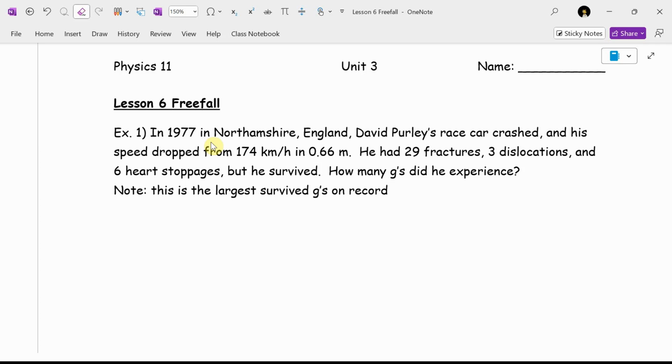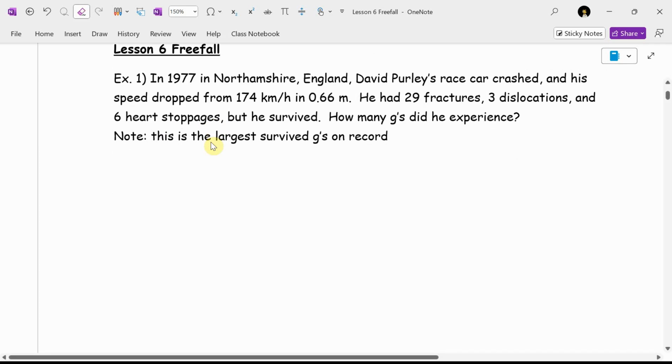It's David Purley. In 1977, in Northamptonshire, England, David Purley's race car crashed and his speed dropped from 174 kilometers per hour to zero in 0.66 meters. 174 kilometers per hour, is that fairly fast? He stopped dead in about this distance, right? Because that's a whole meter, so about that.